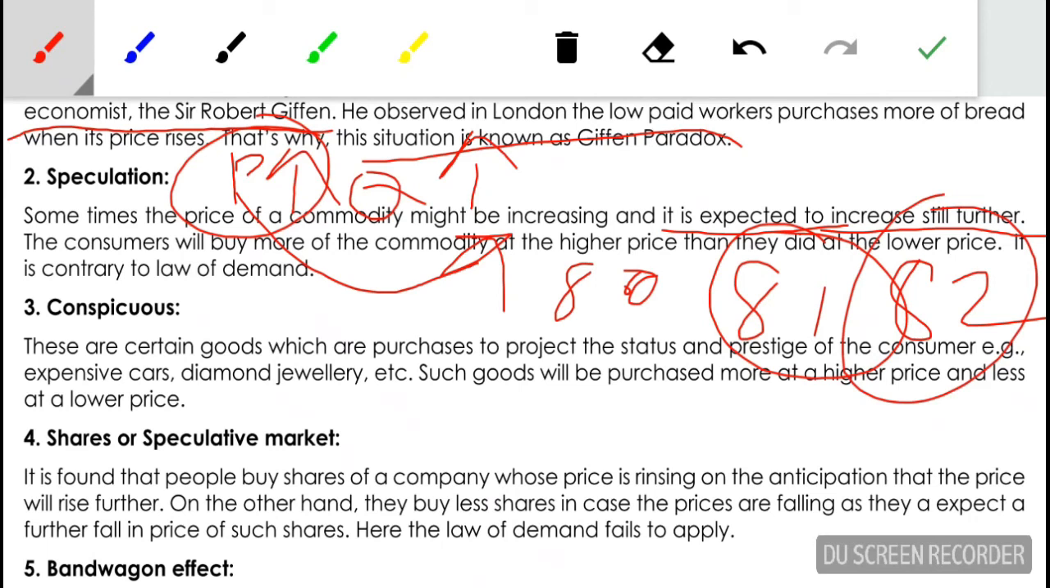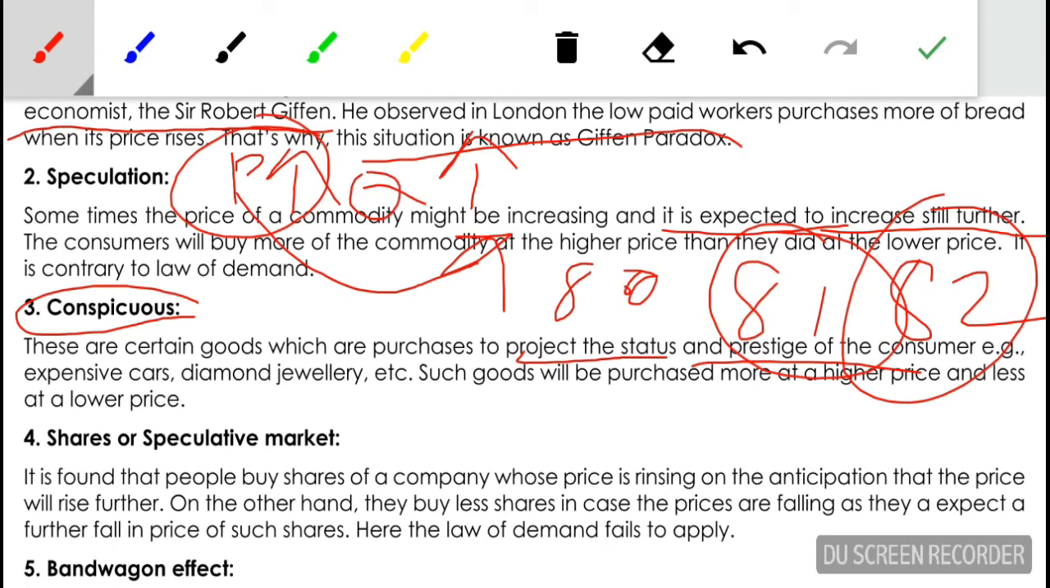Now, conspicuous goods. What are conspicuous goods? Conspicuous goods are luxurious goods. They project the status of a person and the prestige of the consumer. So, suppose a Lamborghini car is very cheap in India. That means you will get it for 1 lakh or 2 lakh rupees. Will you buy that product, or will you buy a more luxurious product like a Porsche?